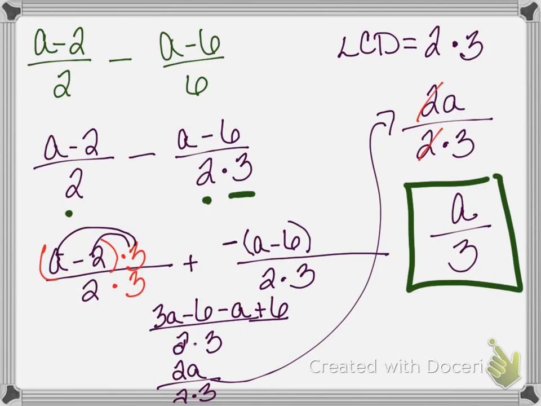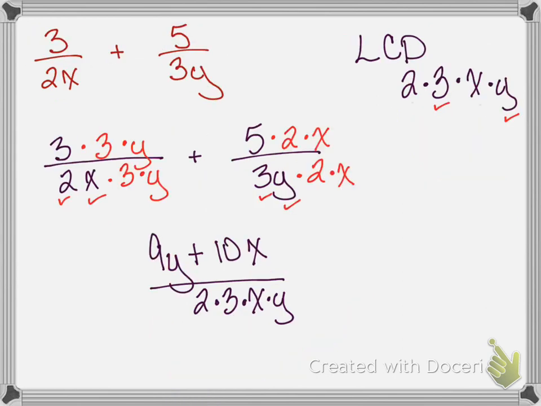Okay? Here, I've got to ask myself, is there a GCF in 9y plus 10x? No, there's not. Because there's nothing I can factor out, I'm done.